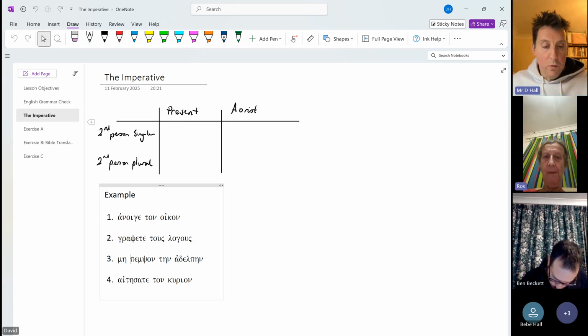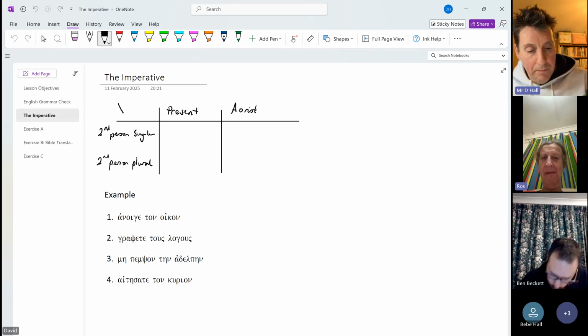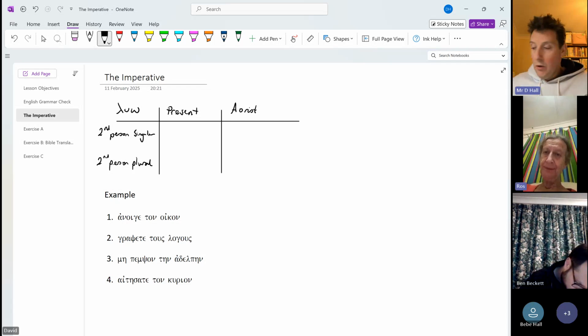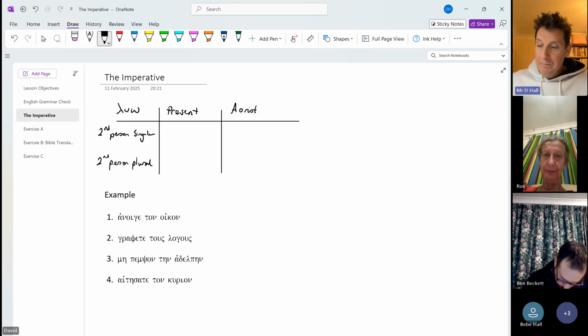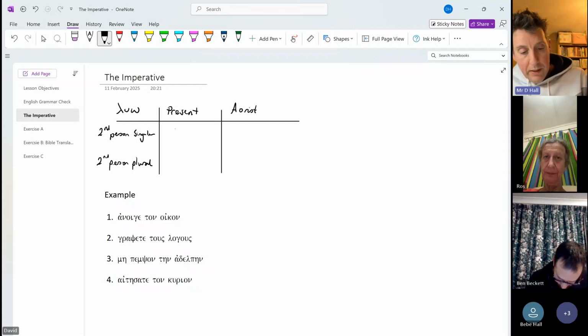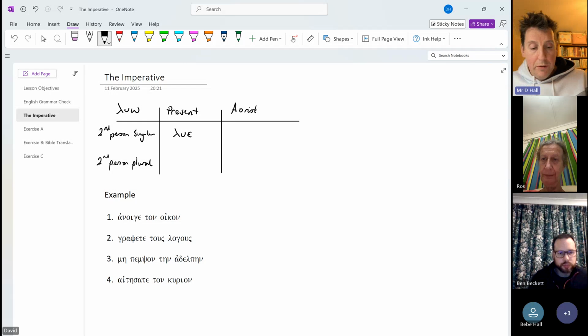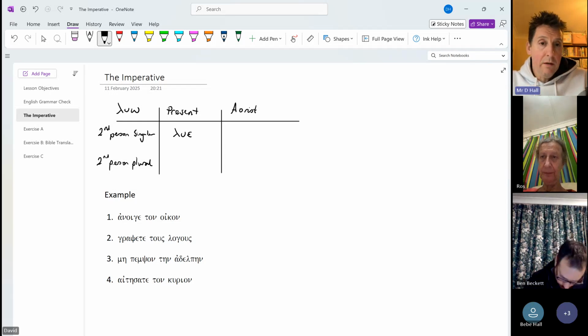But let's just have a look first of all at the formation of it. So we'll take our usual verb luo. All right, so we know luo means to untie or to loose, and what we do to form the imperative, we only want to look at the second person singular and the second person plural. And first of all, in the present tense, we've got luē, so the ending. You've got the stem and an ending, as is the case in the indicative as well.